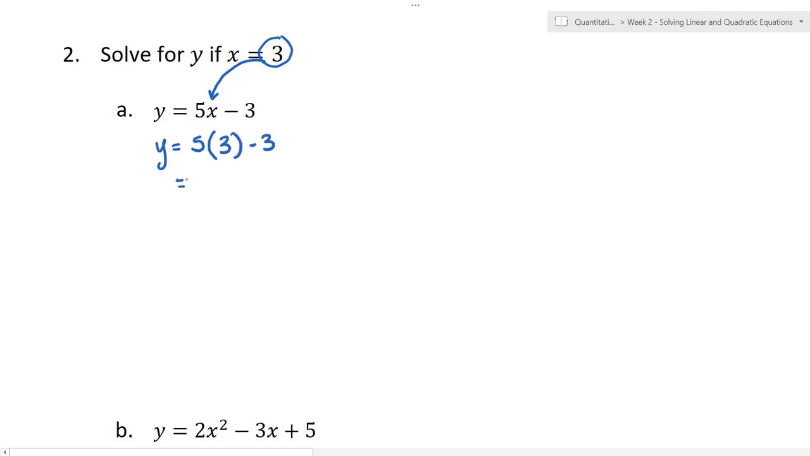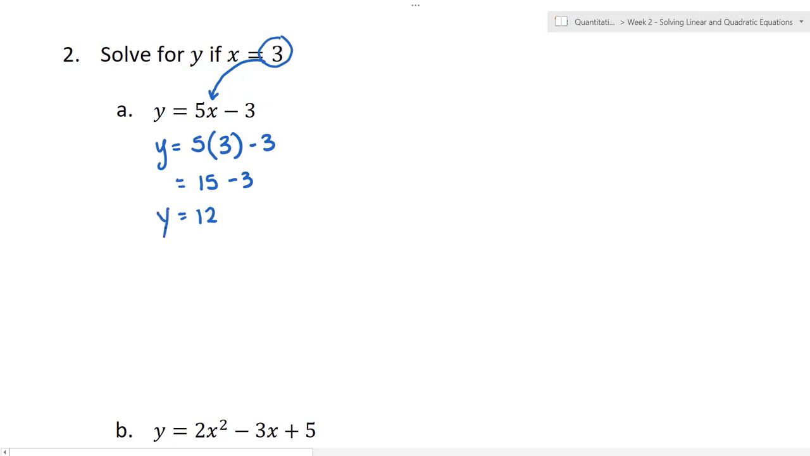Okay, you can show all your steps if you like. You can type this on your calculator if you'd prefer. I'm going to show the steps here. I have 5 times 3 is 15, minus 3, 15 minus 3 is 12. So I get y equals 12 as my final answer.